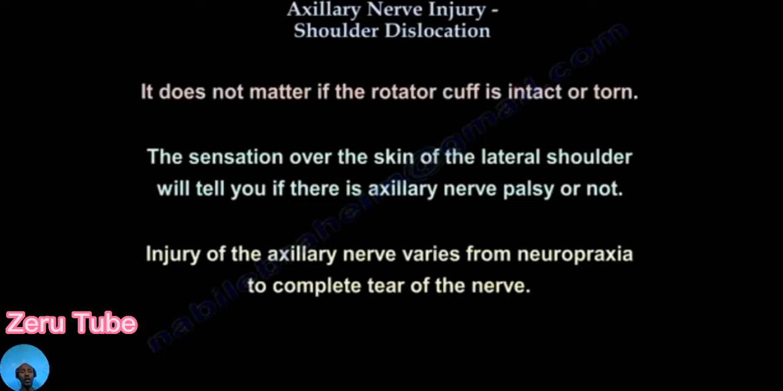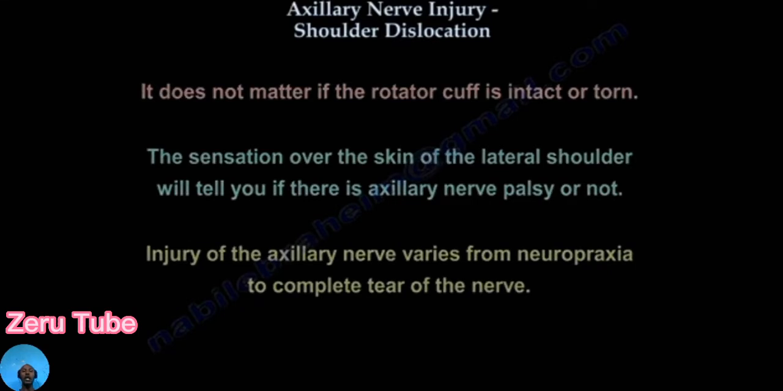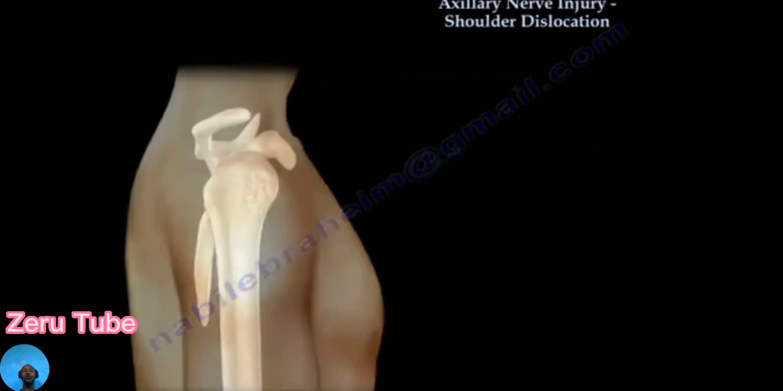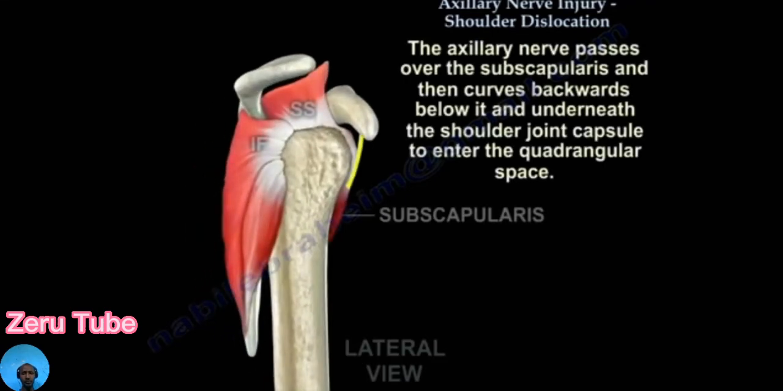Injury of the axillary nerve varies from neuropraxia to complete tear of the nerve. So this is a degree of axillary nerve injury, starting from neuropraxia up to the complete tear. In neuropraxia there is pain, neural pain, and a lot of tenderness. In a complete tear of the axillary nerve, there is total loss of function.